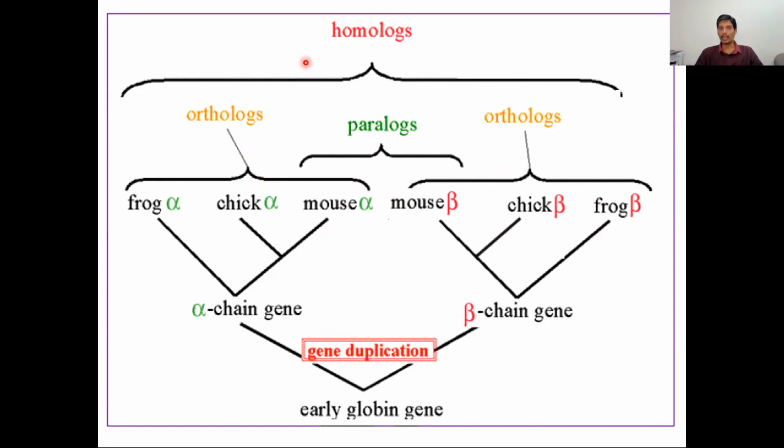But all these collectively are called homologs. They are having some homology. So mouse beta and mouse alpha, when you compare, these are all homologs. Chicken alpha and mouse beta are also homologs. All these collectively you can call homologs, but there is some difference within the homologs. Some of them are called orthologs, some of them are paralogs. I hope you understand the difference.